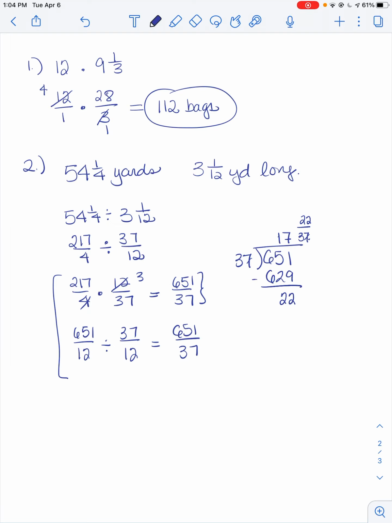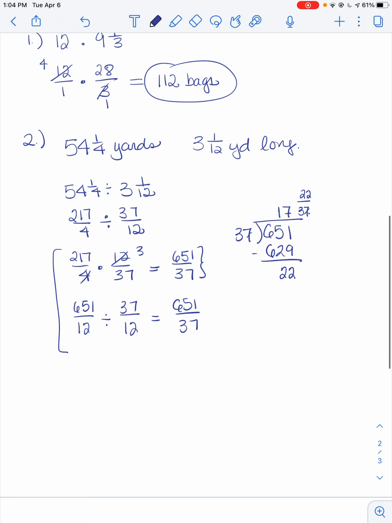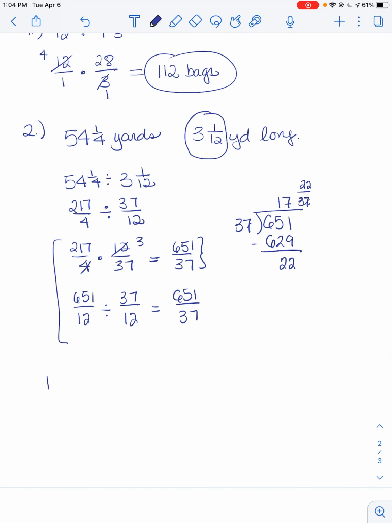So we know that we can cut 17 whole 3 1/12 yard chunks. We know that we're going to get 17 of these cut. So that first answer on our page will be 17. It says, how many pieces can she cut? She can cut 17 pieces.